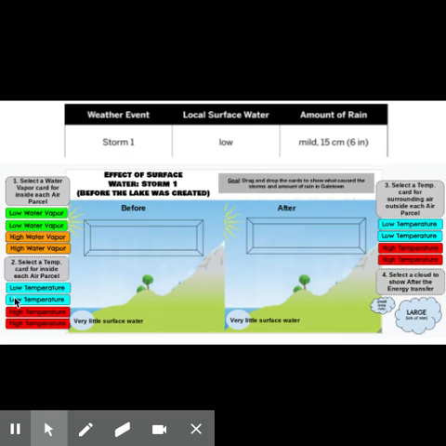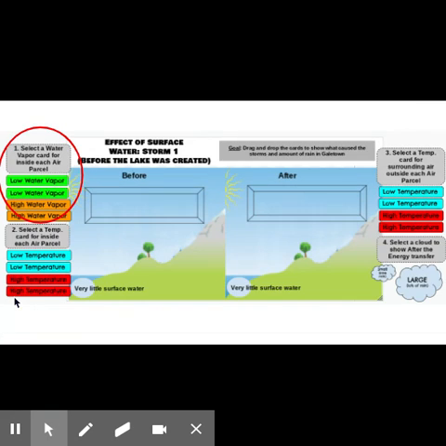We're going to together be modeling storm 1. So again, in storm 1, there was low surface water and a mild amount of rain. So what we're going to be doing when we get to storm 1, you guys will be doing storm 2 in a few minutes. We're going to start with the first direction here.